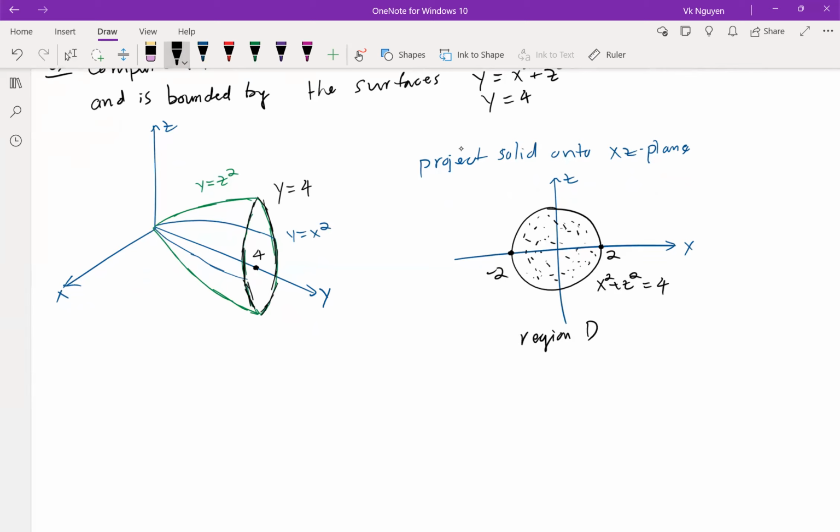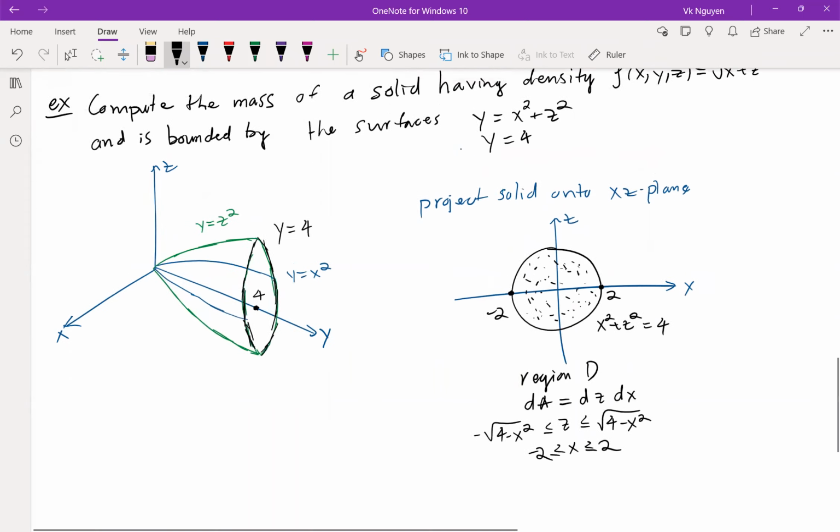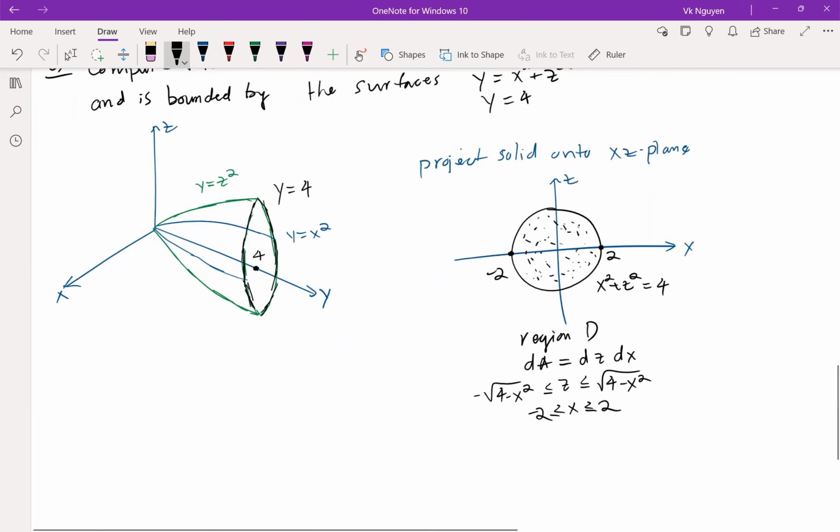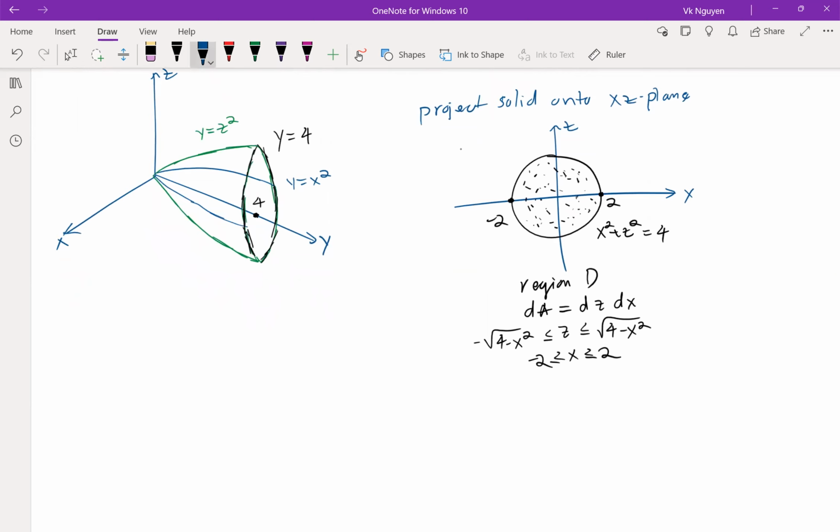Right. Well, from here you can do dA is the dz dx there, because I already have the x. So z is between negative root of 4 minus x square, root of 4 minus x square, then x is between negative 2 and 2, right? And then we can see the y. So y go from the paraboloid to the plane.